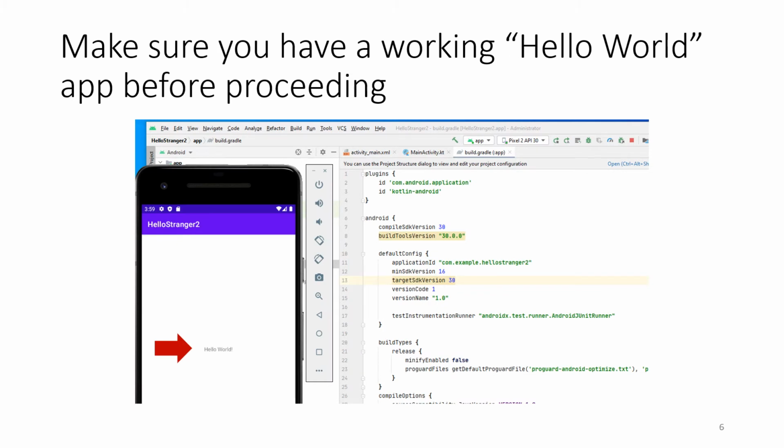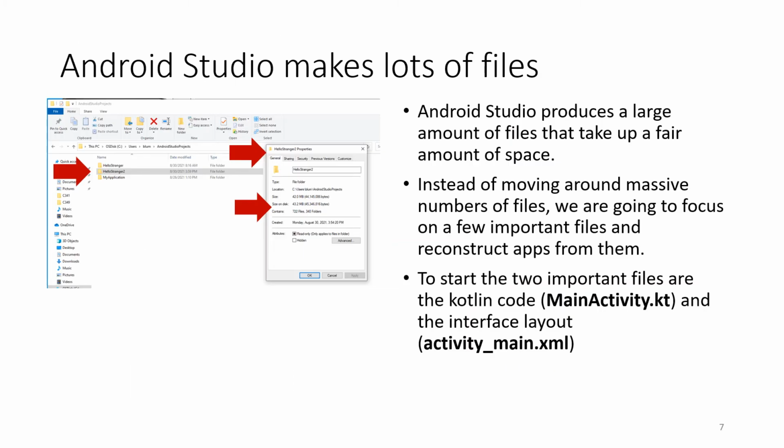Here we see the Android virtual device, the AVD, showing me the Hello Stranger 2 app, and it is a Hello World program. It just displays the word Hello World. So we see that we now have a functioning Hello World project that we will adapt to become a different project.